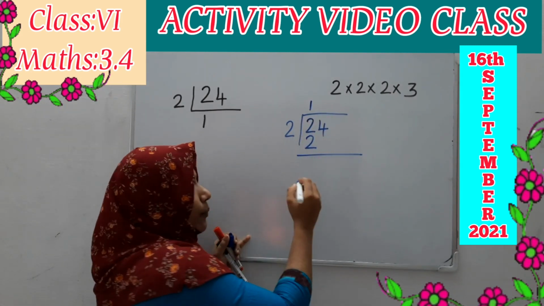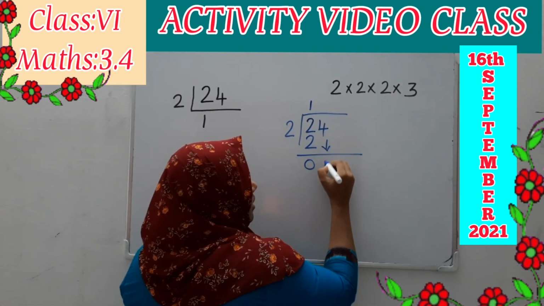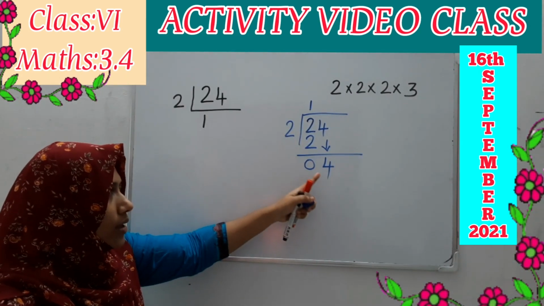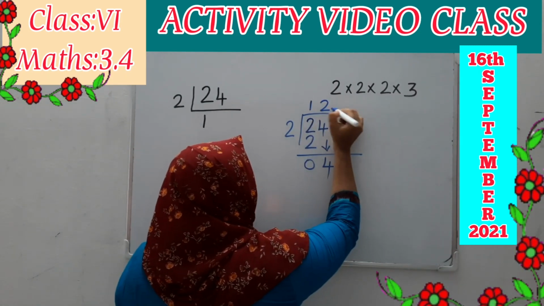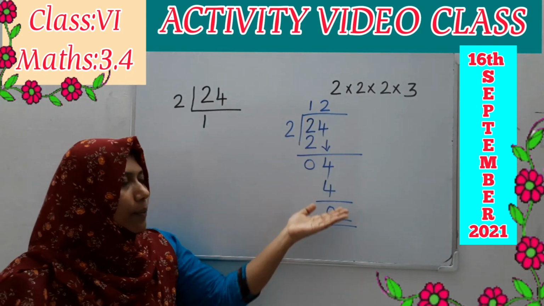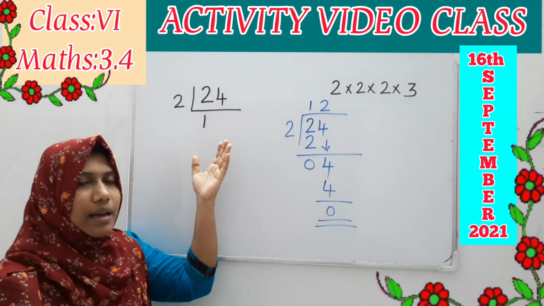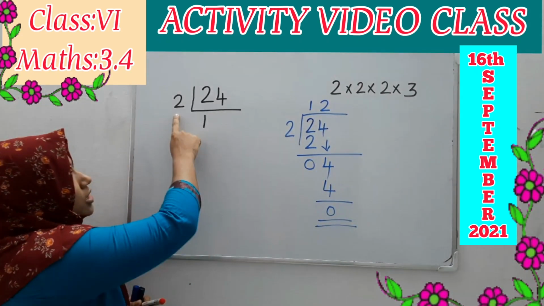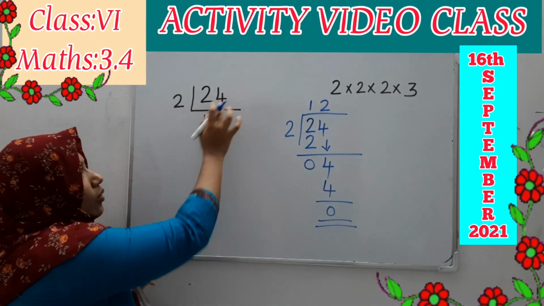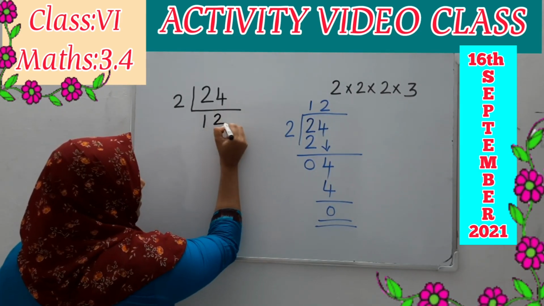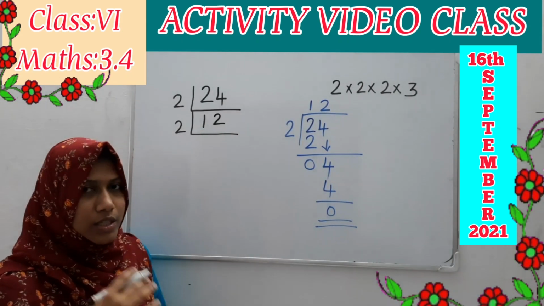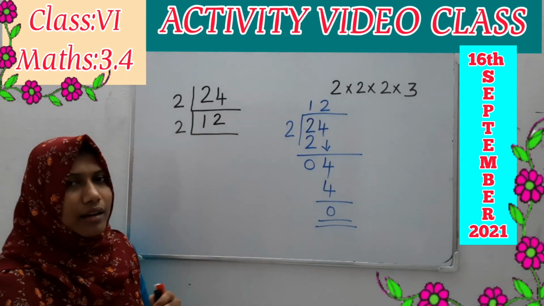Now we subtract and write 4 here. Now we check how many times 2 goes in 4. We know it's 2 times, 2 twos are 4. So we get the quotient after completing the division. We write the quotient here: 12. Again it's an even number, so we can use 2. 2 in 1 is not possible.